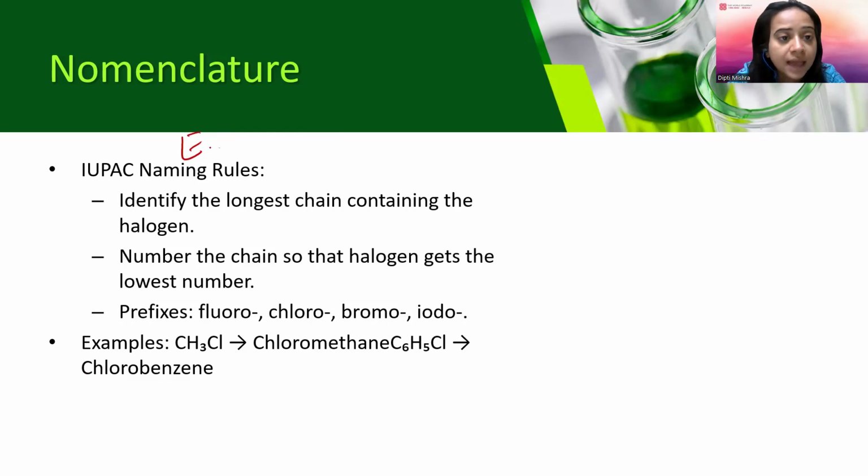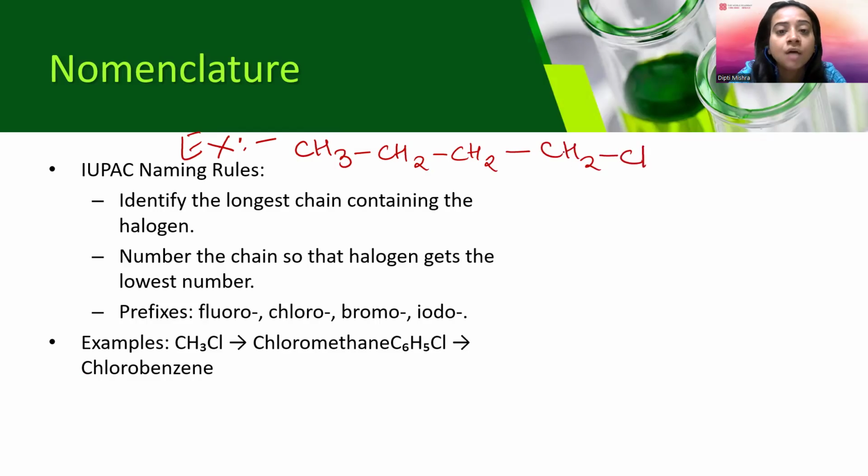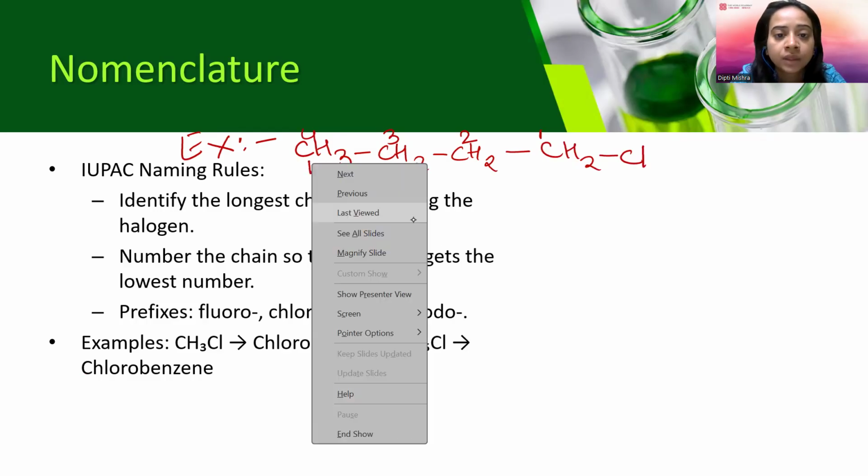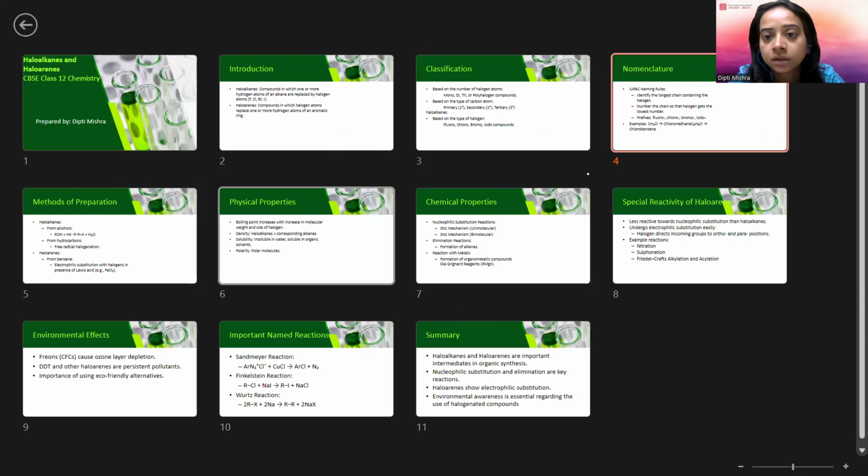Here, for example, you have CH3, CH2, CH2, and then CH2, Cl. Clear? For naming, we can start from 1, 2, 3, 4. Okay? Or you can say, ma'am, I will start from here.